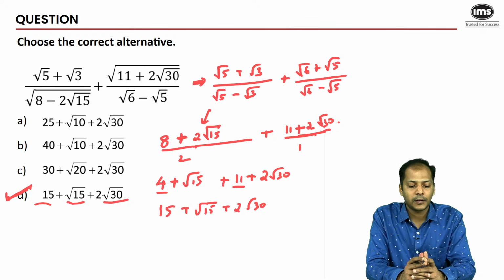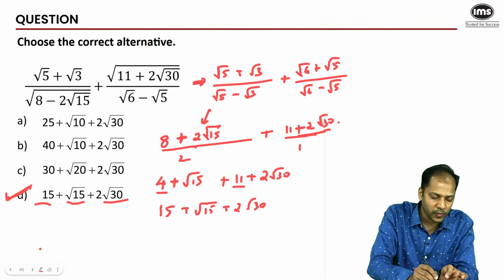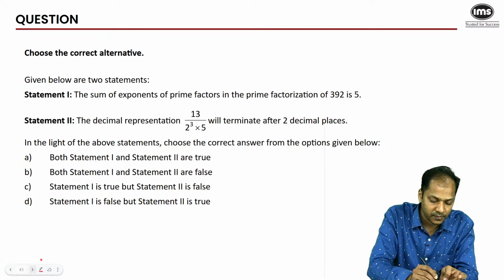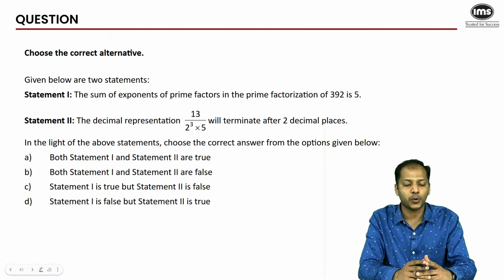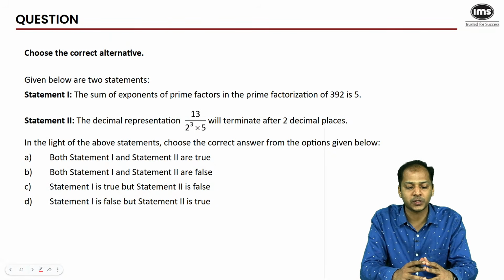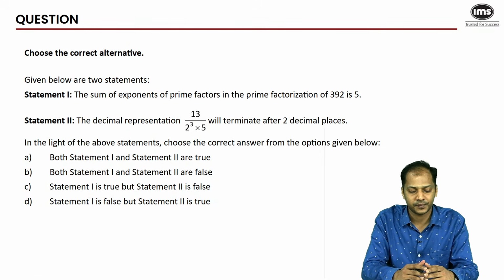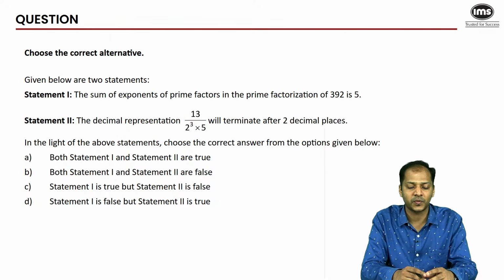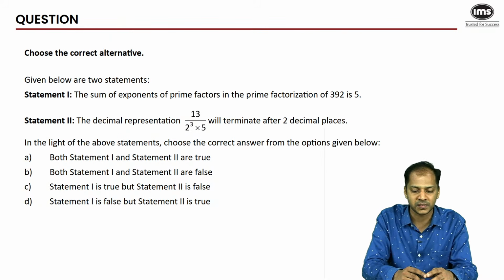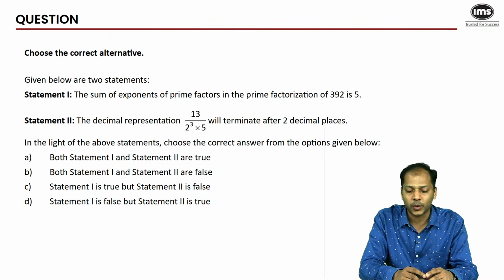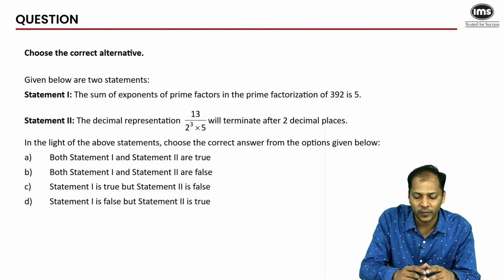All right, let's go ahead and move on to the next question. Now you are given two statements. The sum of exponents of prime factors in the prime factorization of 392 is 5. The decimal representation of this will terminate after 2 decimal places. And you have to quickly check this. So let's do that very quickly.